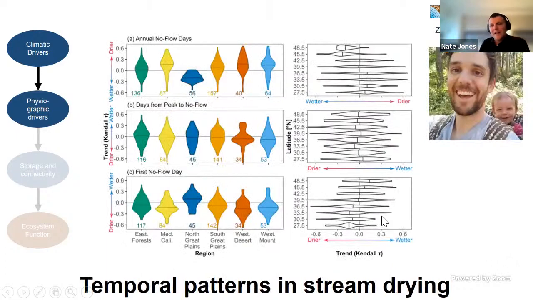And really interesting, using that same data set, Sam Zipper at KU looked at if we're seeing changes over time. And so Sam actually found that as you move south, so in the northern part of the US, it seems that our streams are getting wetter, at least by these three low flow metrics. But as you move south, we're getting drier. And so we're going to have increased intermittence in the southern US.